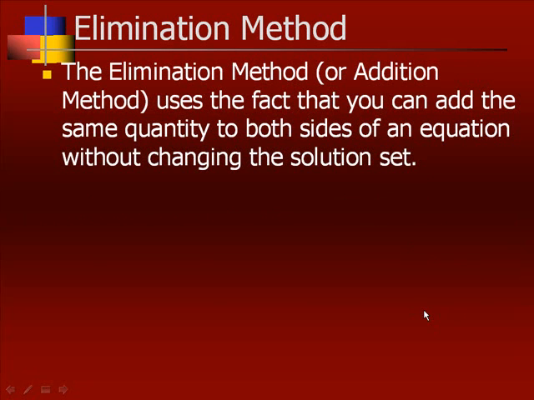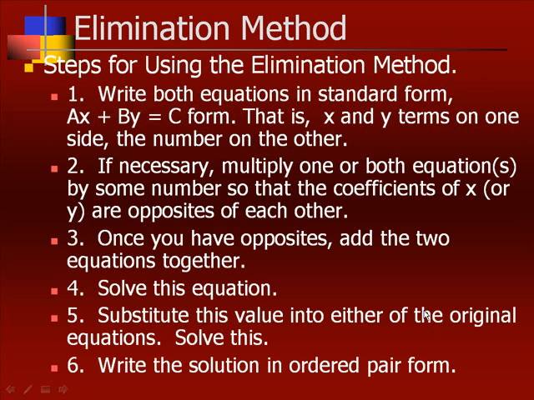Now the third method is the elimination method, or sometimes they call it the addition method. This method uses the fact that you can add the same quantity to both sides of an equation without changing the solution set. Now, some specific steps for this method. First thing is you want to write both equations in standard form, meaning get the x's and y's on one side, the numbers on the other side.